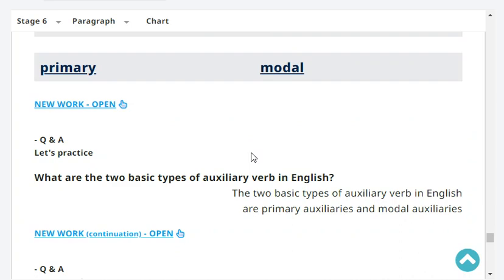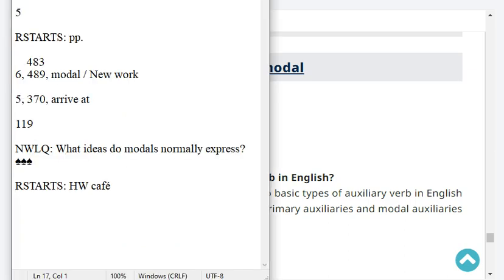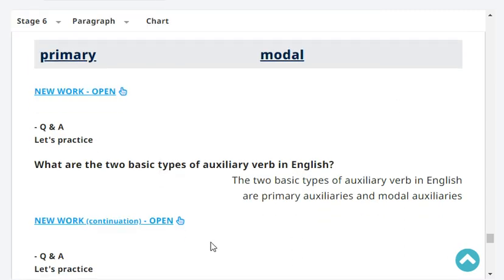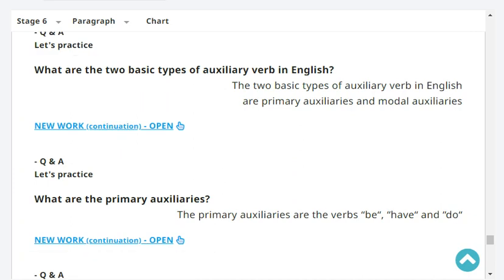What are the two basic types of auxiliary verb in English? The two basic types of auxiliary verb in English are the primary auxiliaries and the modal auxiliaries. Very good.